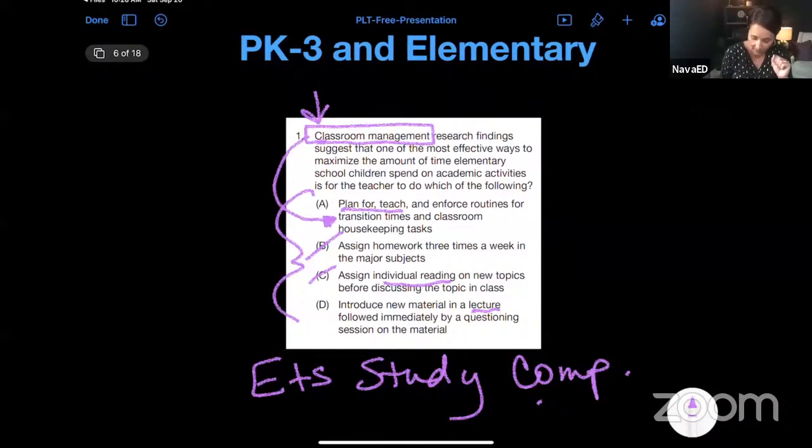So here's the key with classroom management, and this goes for high school too, you guys, and this goes for middle school.